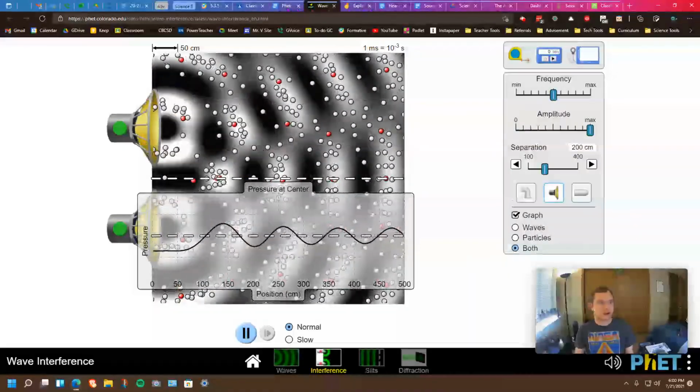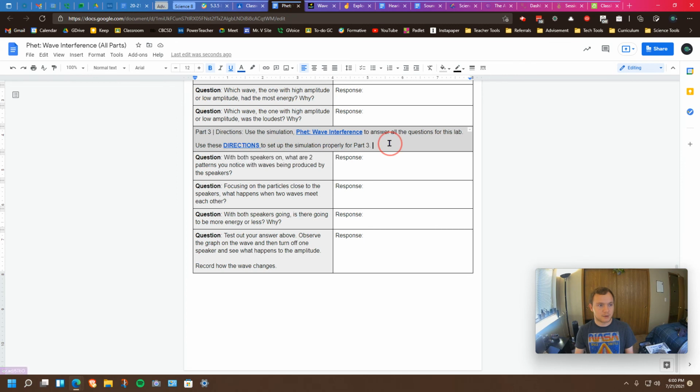If you're stuck, make sure you go back and click on those directions to make sure you have the simulation set up. And good luck.